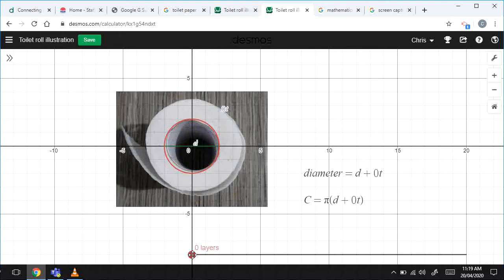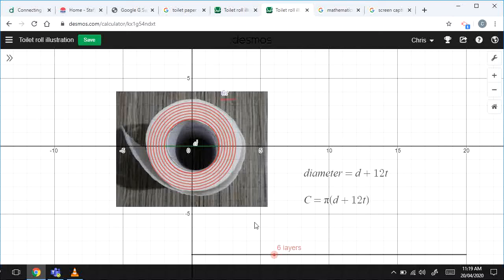Moving out from the roll, we get to the paper, and it's wrapped in a series of layers. If we could zoom in some more, we'd see that the wrap is very much a spiral. But for the purposes of our model, remember models are simpler than reality, we can treat our roll of loo paper as a series of circles getting bigger and bigger and bigger, but which all have the same centre. This is what we call a set of concentric circles.